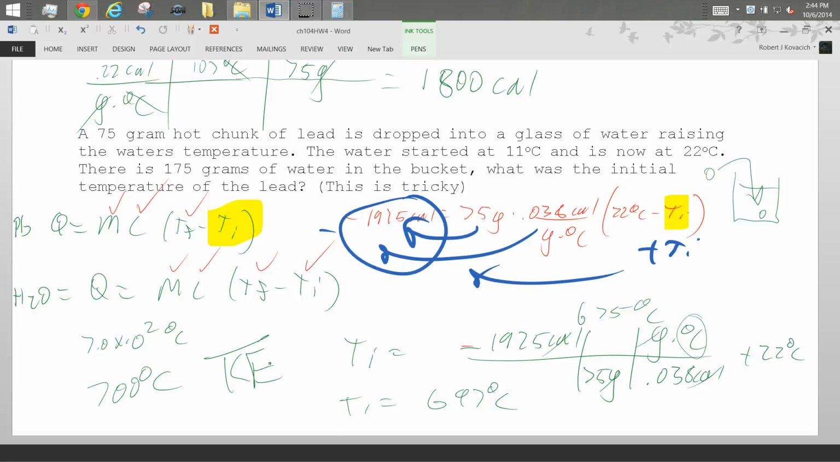It gave that away for sure. Its temp went down, and if its temperature goes down, that means its average kinetic energy went down. So energy, which is measured in calories, must have been given away. So it lost, so that's why it's negative.